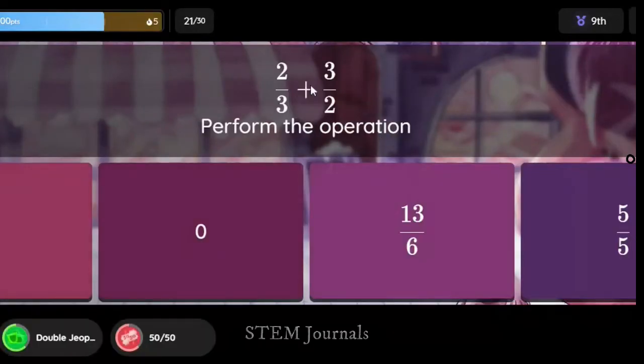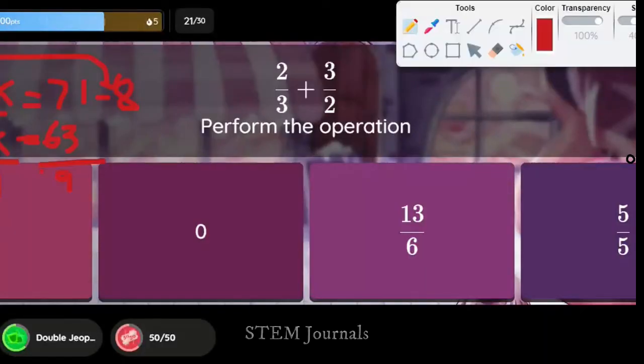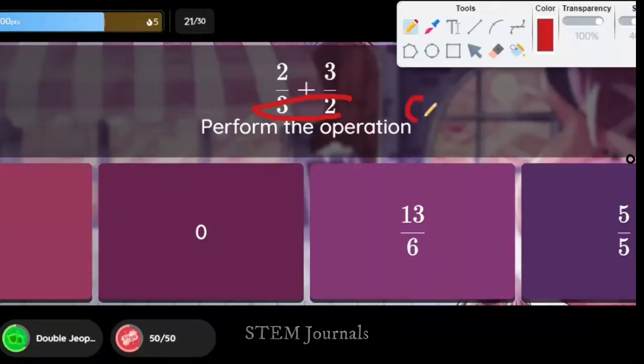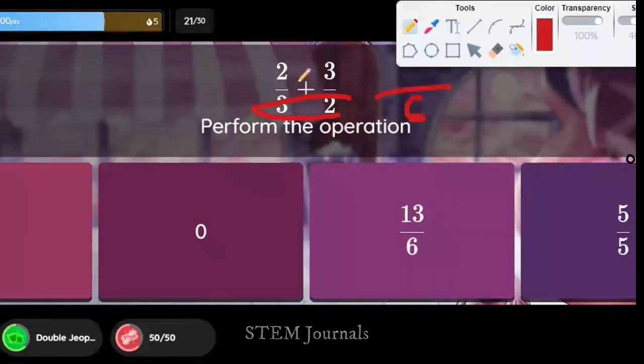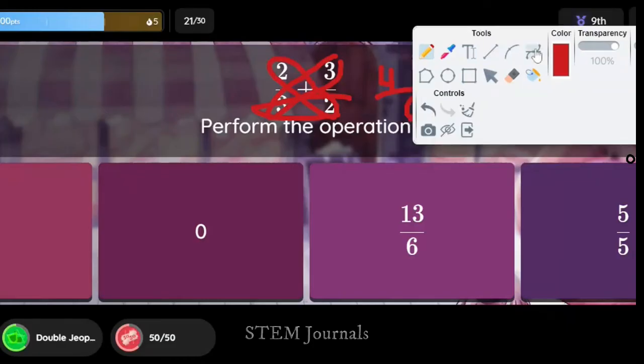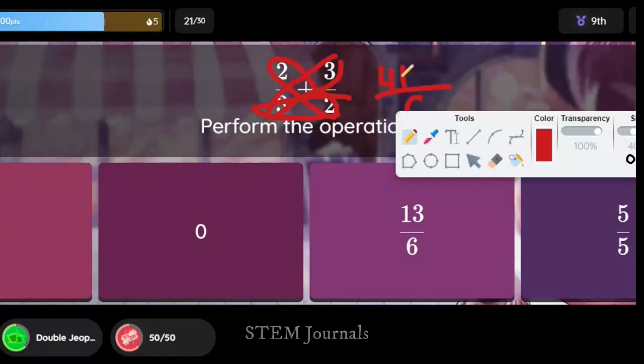And perform the operation. So ayan, dissimilar fractions, we're just going to get their LCD, or just simply get their product. 3 times 2, that is 6. Ayan. And then for our numerator, cross-multiply na lang naman yan. 2 times 2, that is 4. And then 3 times 3, that is 9. Then add them. Since addition yung operation, 9 plus 4, that is 13. 13 over 6. Ito. Third option natin.